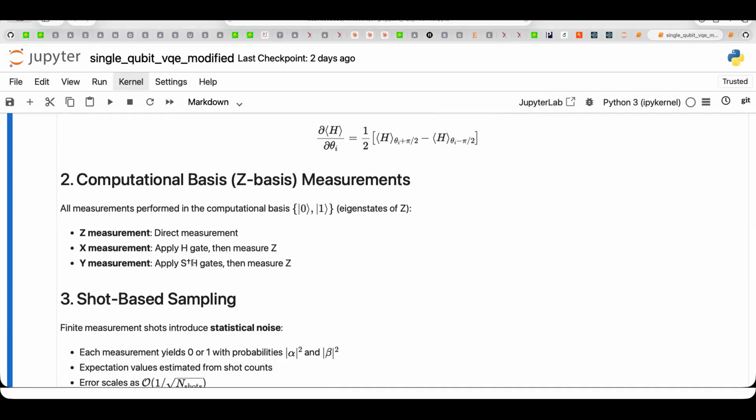Then we need to apply either a Hadamard gate or a phase gate and a Hadamard gate, and then measure Z. So these are the basic elements which are now encoded into this Jupyter notebook here.